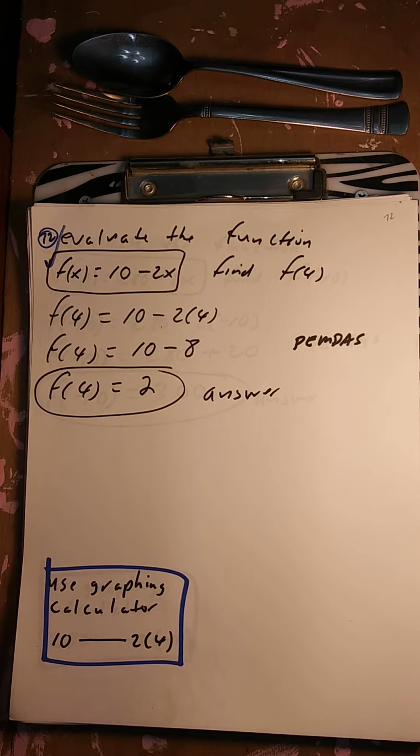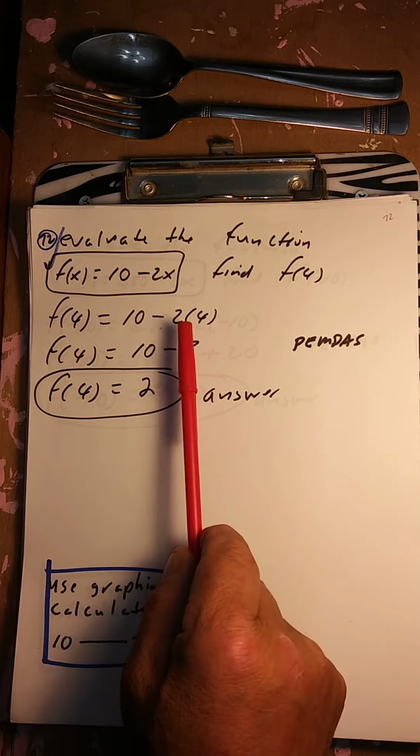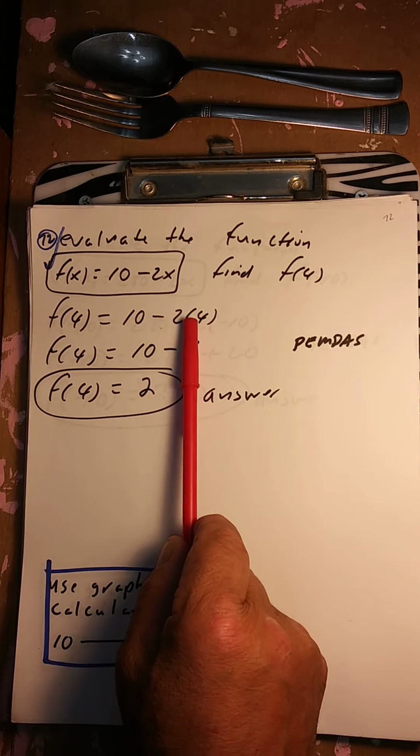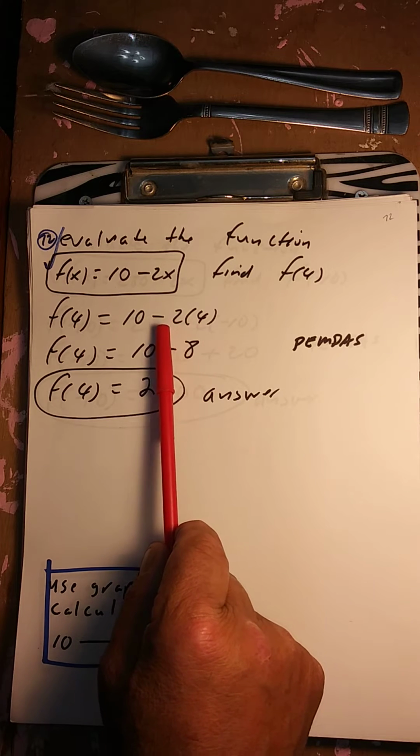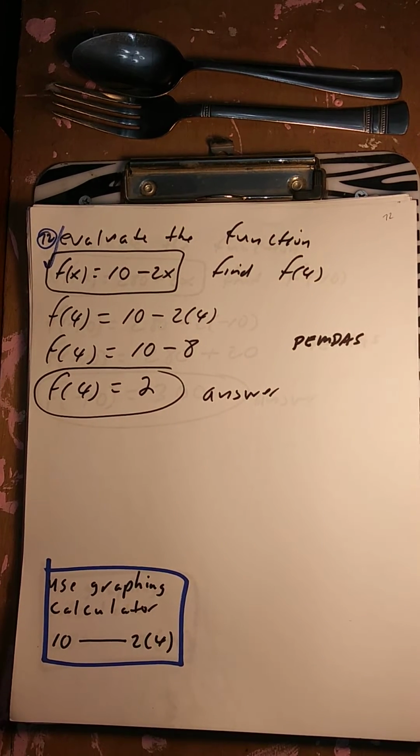Evaluate the function f of 4. So let's put it in there. Put a 4 in there for the x. Again, subtraction and multiplication, you've got to do multiplication first. So negative 2 times 4 is negative 8. 10 minus 8 is a 2.